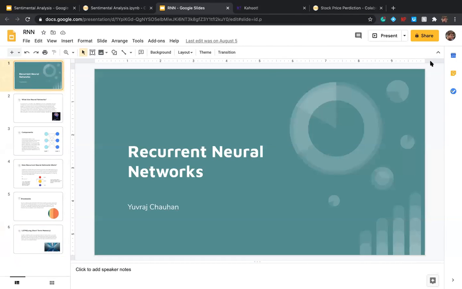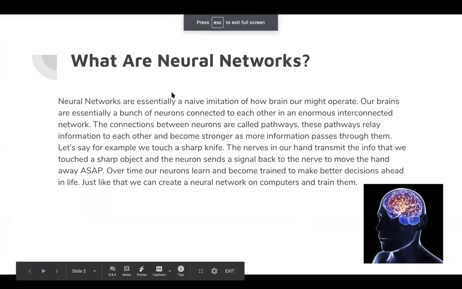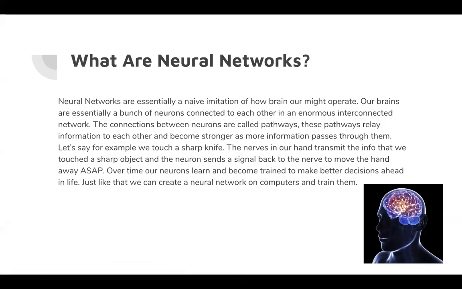So RNN, in theory, is basically, get to it. So what are neural networks? Let's start with that before we get to recurrent neural networks in specific. Neural networks are essentially a naive imitation of how our brain might operate.